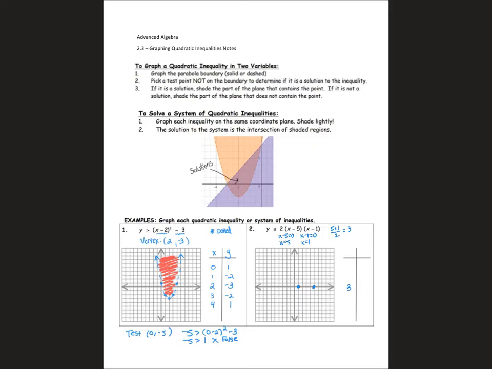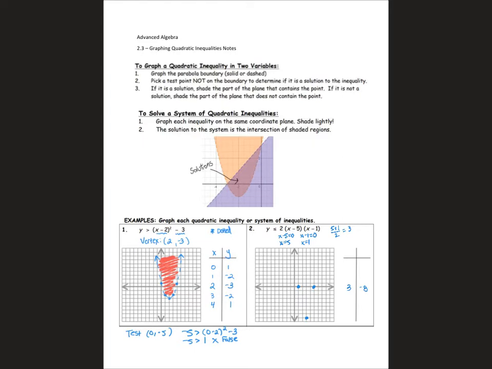Now to figure out the y value, let's plug 3 in. 3 minus 5 is negative 2, times the coefficient of 2 is negative 4. 3 minus 1 is 2. Negative 4 times 2 is negative 8. So 3, negative 8. 1, 2, 3, 4, 5, 6, 7, 8.